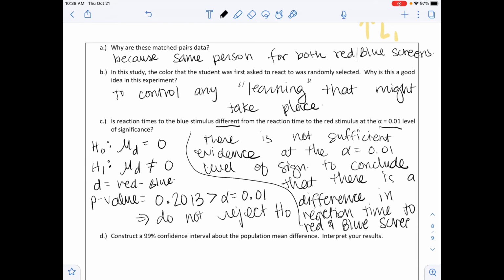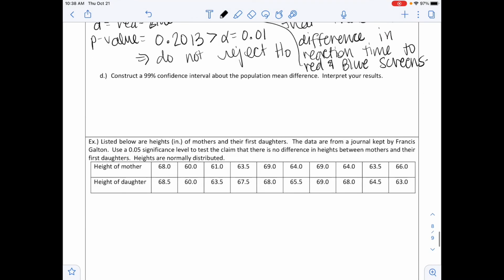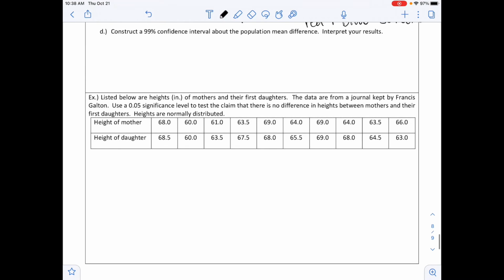So there's one more part right below this, which says to construct a 99% confidence interval about the population mean difference and interpret your results. So if you look at your alternative hypothesis, we did have a not equals to symbol in there, which means that this is a two-tailed test. And so since it's a two-tailed test, that means that we are going to split up alpha into both of these little tails here. And so each of these little tails is going to get alpha divided by 2. And again, this is because it's a two-tailed test.